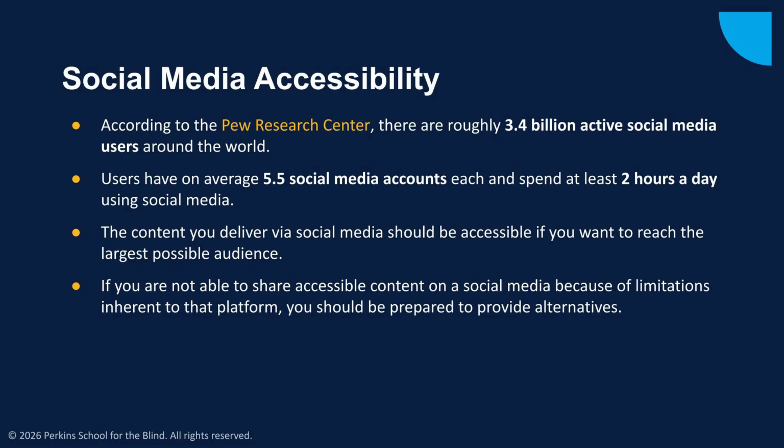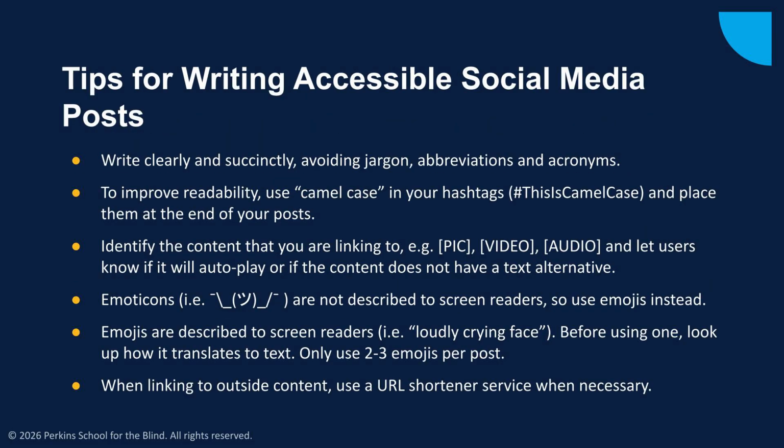to reach everyone. If you can't share accessible content on a particular social media platform due to limitations inherent to that platform, you need to be prepared to provide alternatives. That might mean posting additional details in the comments, providing a link to a more accessible version on your website, or finding creative workarounds. Let's start with some general best practices for writing accessible social media posts.